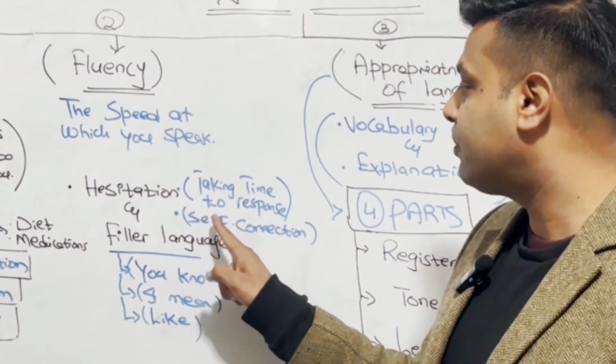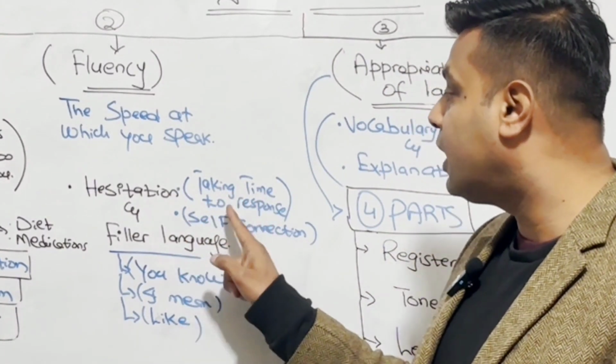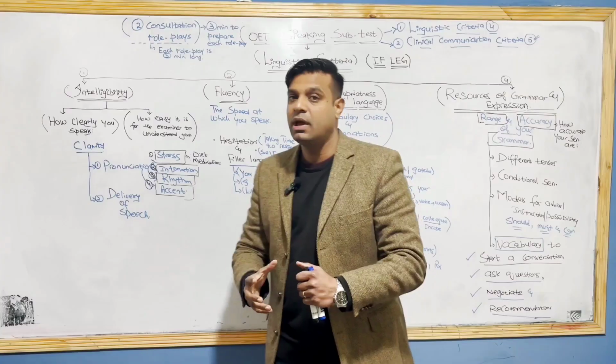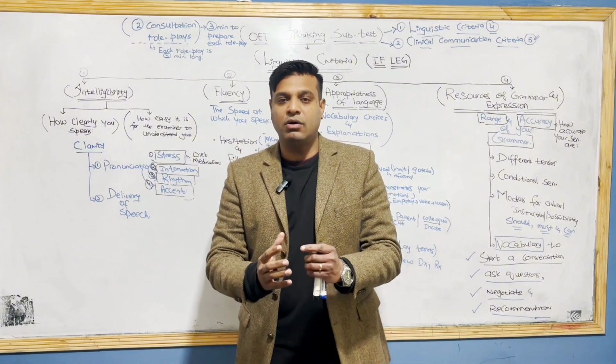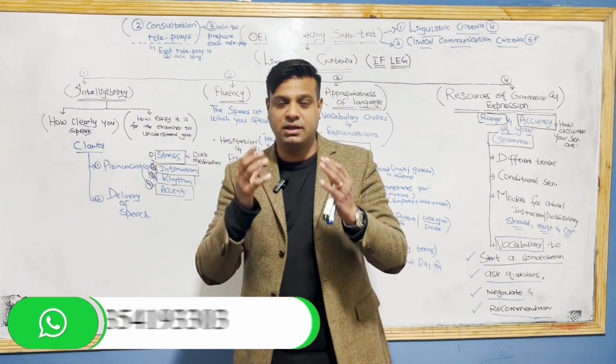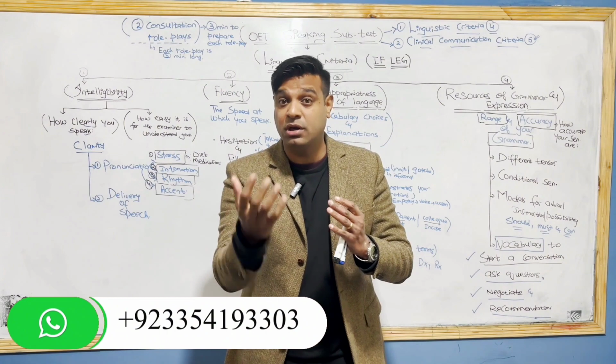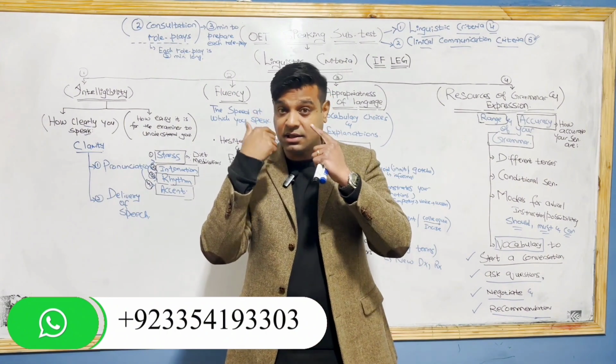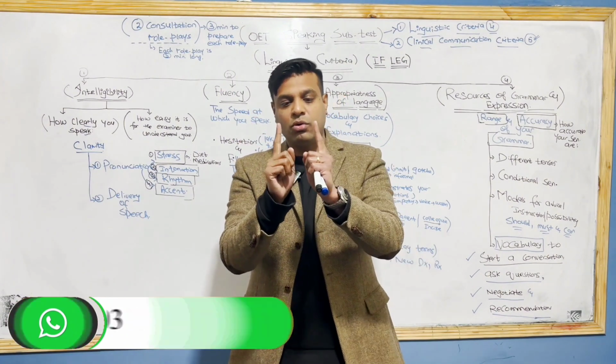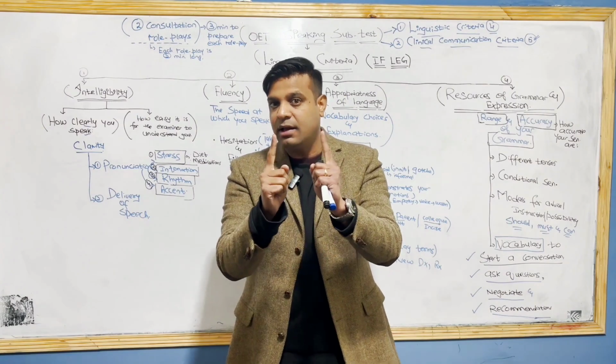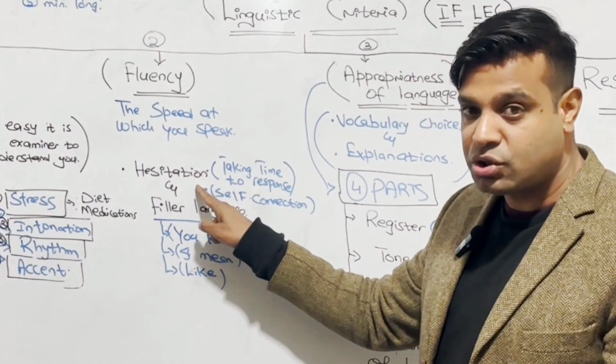For example, they are taking time to respond. They are going to talk and now they are thinking in their mind and taking time to speak with the patient. They are actually making sentences in their mind about what to speak. So the time you take to speak is hesitation.